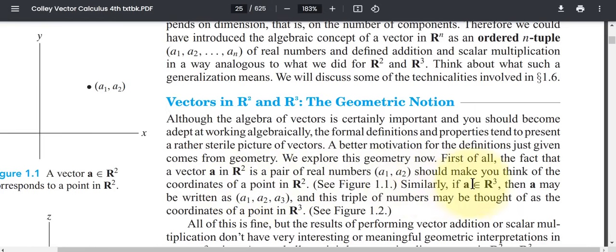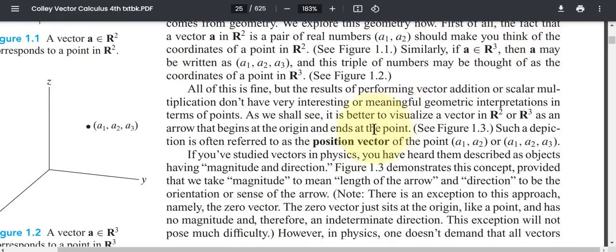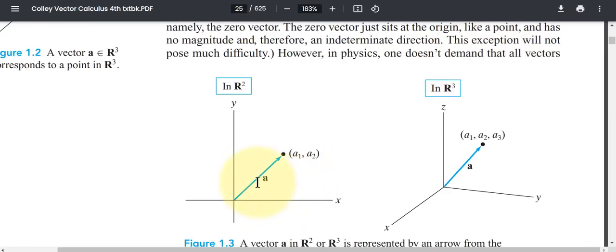And if A is in R3, then you should think of the coordinates of a point in R3. But she says just thinking about them as points is not very interesting. So instead, we're going to think of them as arrows. We could just think of them as points, and sometimes we do, but we can also think of them as arrows. So here's a vector in R2. Here's a vector in R3, 3 dimensions.